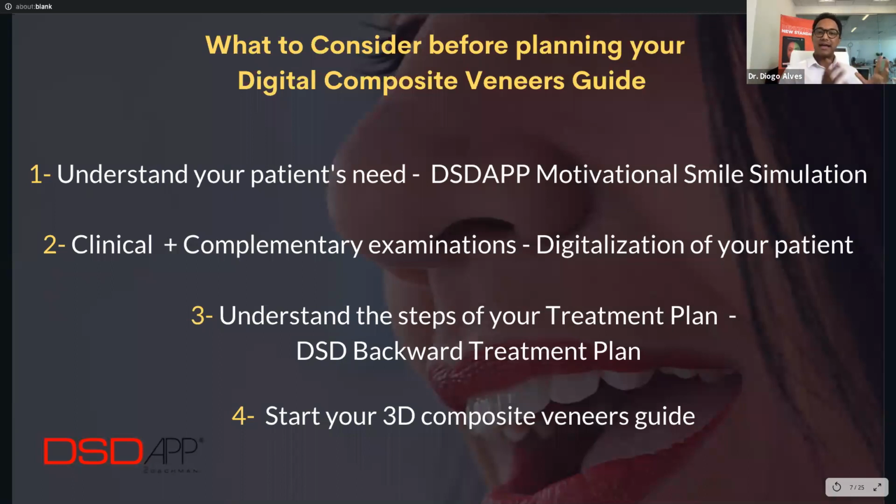You first get the patient's idea of what they want. You then take the patient to the clinical room. You then collect all of the patient's information in order to understand how you're going to create your treatment plan. Based on that, you then show the patient the treatment options. And then once it's approved, you go to step 4, which is to create the 3D composite veneers guide.